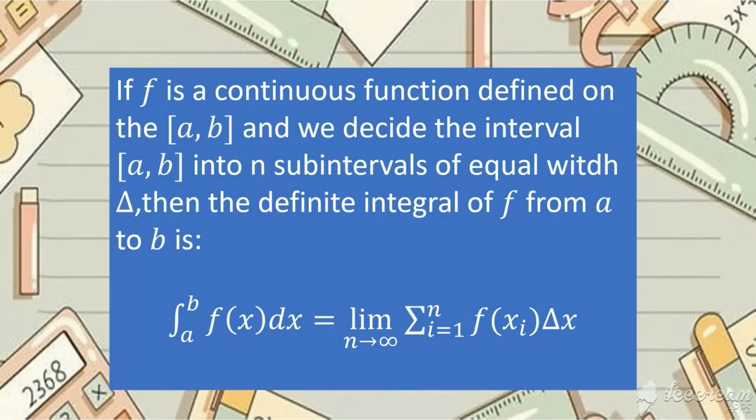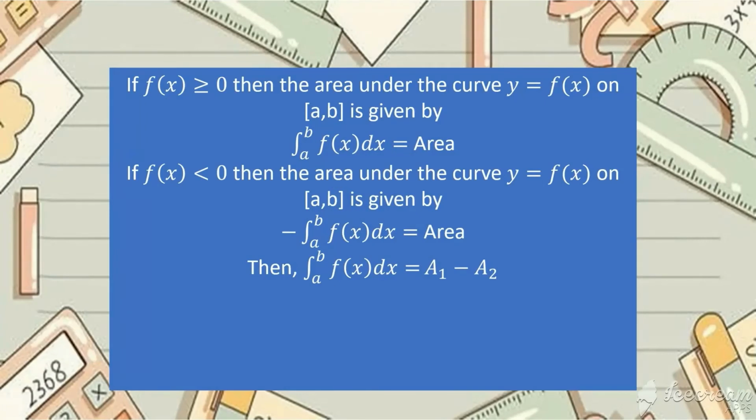If f is a continuous function defined on [a, b] and we divide the interval [a, b] into n subintervals of equal width delta x, then the definite integral of f from a to b is the formula given. If f(x) is larger than 0, then the area under the curve y equal to f(x) on [a, b] is given by the formula. If f(x) is lower than 0, then the area under the curve is given by the formula. Then this is the formula for the definite integral.